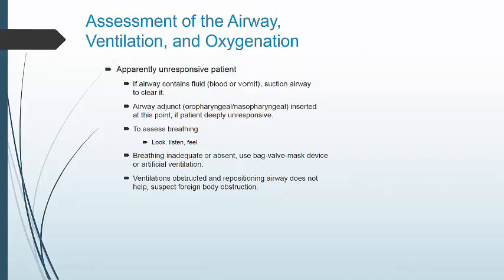All right, listen for air movement at the mouth and the nose. Try to determine volume of airflow. Okay, you can also use your stethoscope to listen for the presence of breath sounds. Just listen for one inspiration and expiration at one location on the anterior side of each chest. Then listen on the other side. Okay, if this breathing is inadequate or absent, use a BVM to assist their ventilations or to provide artificial ventilations. Right? If the ventilations are obstructed and repositioning the airway does not help, you need to think about a foreign body airway.